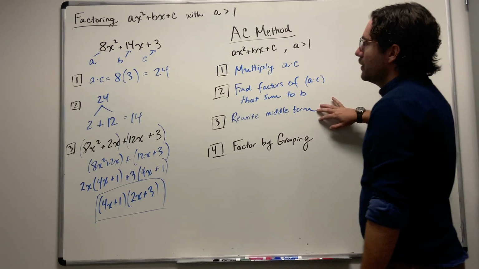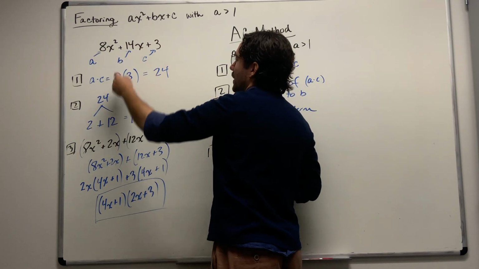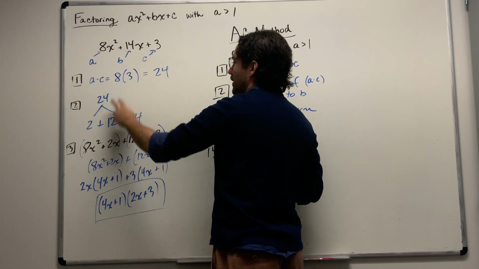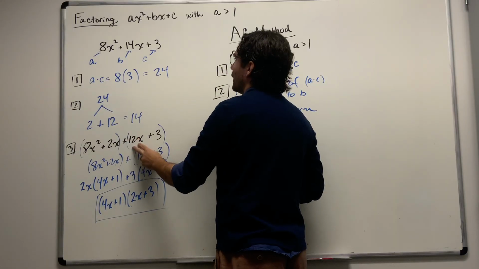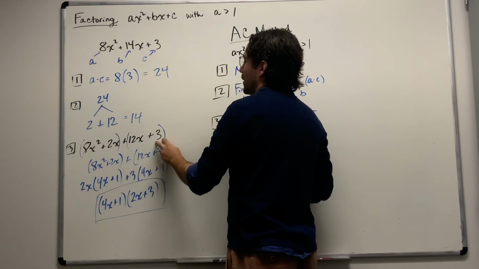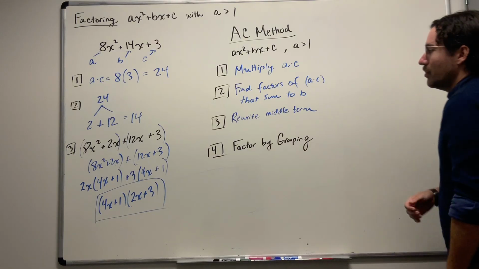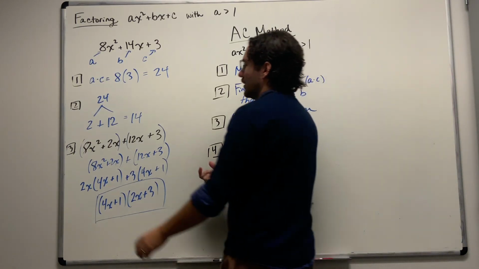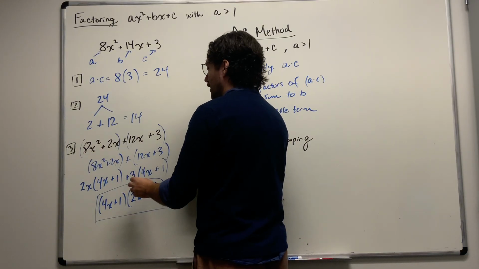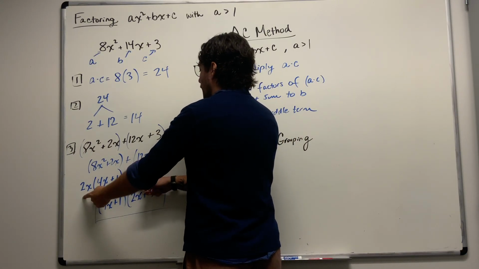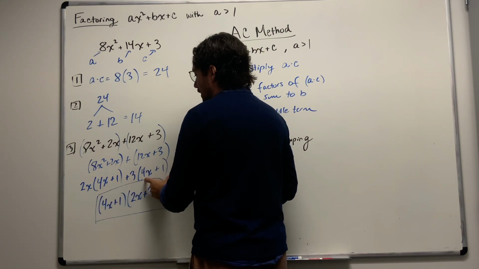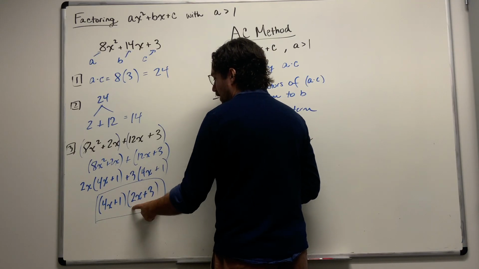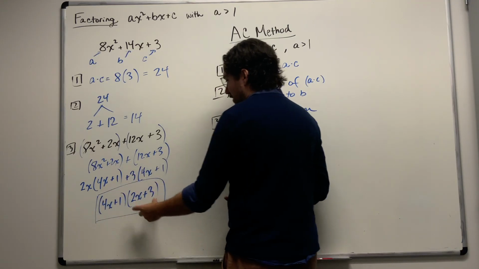Then I rewrote this middle term. I split up the 14x using these 2 numbers. So 8x squared came down. The 14x became 2x plus 12x. And brought down the plus 3. And then from that point on, we have 4 terms, so we can factor by grouping. So we put in 2 sets of parentheses. Factored out the greatest common factor, achieving this repeated set of parentheses. And then that repeated set comes out in front. And what's left over are the 2 coefficients.